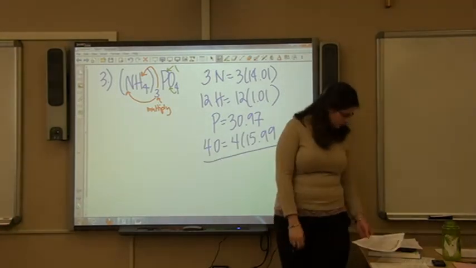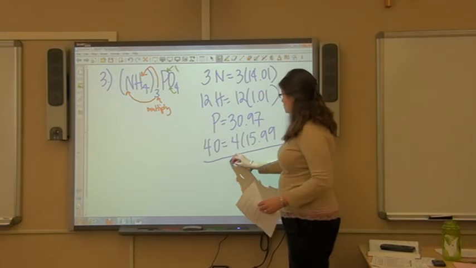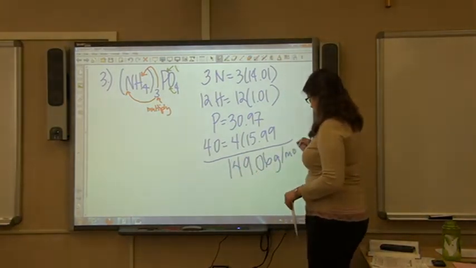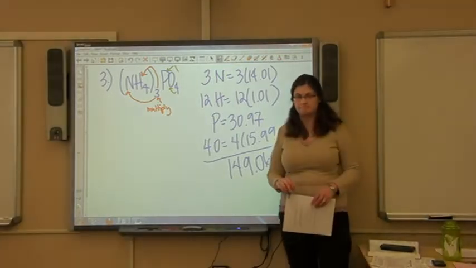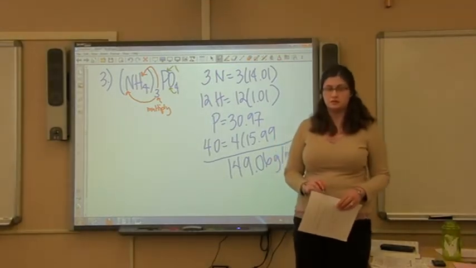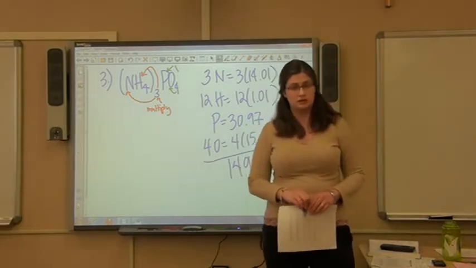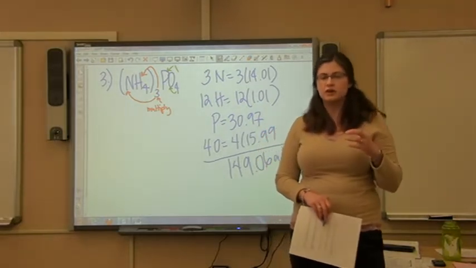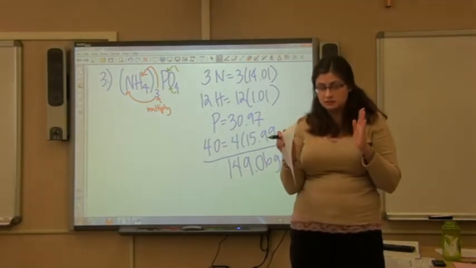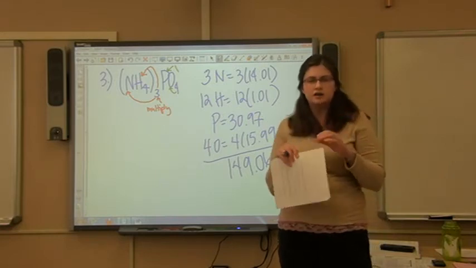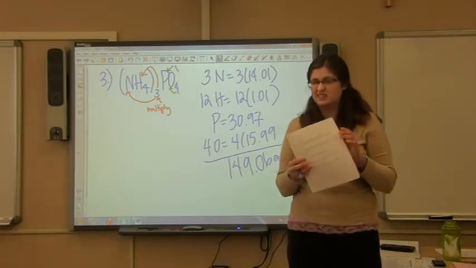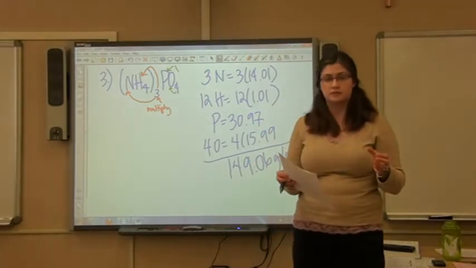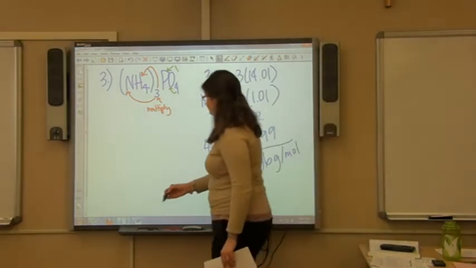Now, if you add this all up and multiply as you are supposed to, you should get 149.06 grams per mole. If you don't get that number, you're probably doing something wrong with your calculator. Now, for most of you who have scientific calculators, your calculator will actually have a parenthesis key on it. Usually it's right above the 7, 8, or 9. If you do have the parentheses, you should use them, and use them in this fashion.